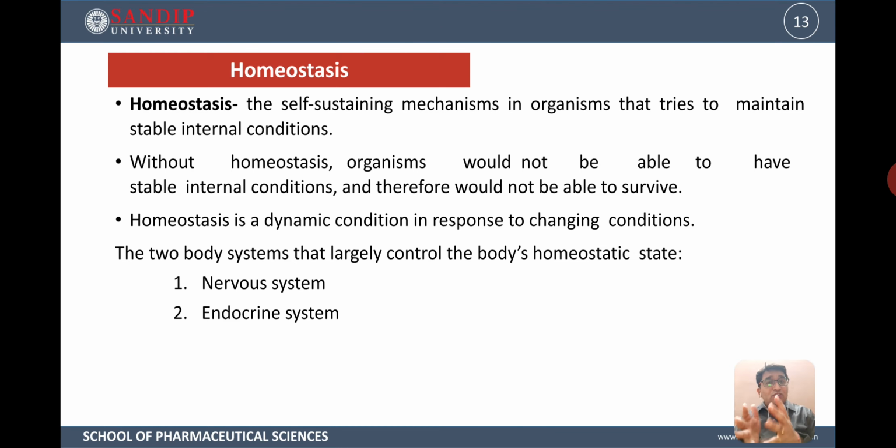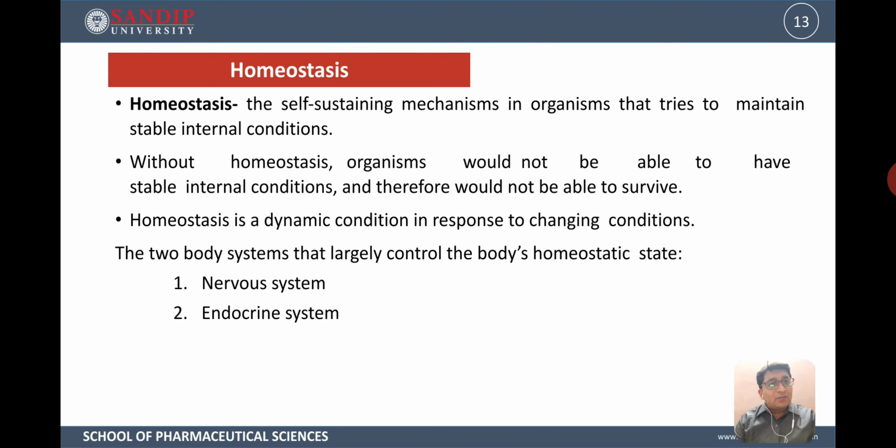Now this is the most important concept up to the end of life. This particular concept everybody try to remember, which is known as homeostasis. Very important one, because whatever control of our body there is, that controlling of the body is nothing but the process of homeostasis. So what is the exact definition? Self-sustaining mechanism, and it is controlled with the help of two systems. First one is the nervous system and second one is the endocrine system.